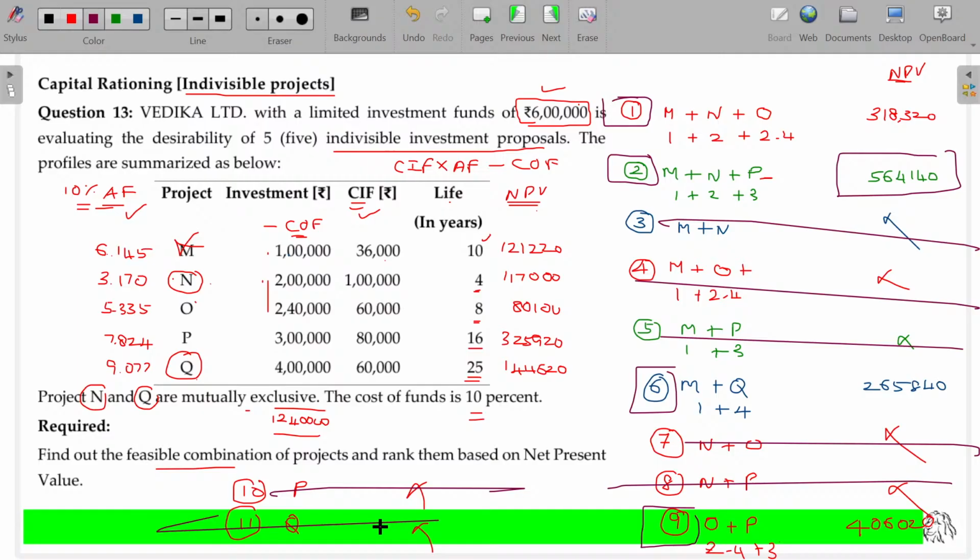In the Singar Academy text, how many combinations have I given? 4 combinations only, right? Then you can give the rank. First rank, this one. Second rank, this one. Third rank, this one. Fourth, this one. Clear?